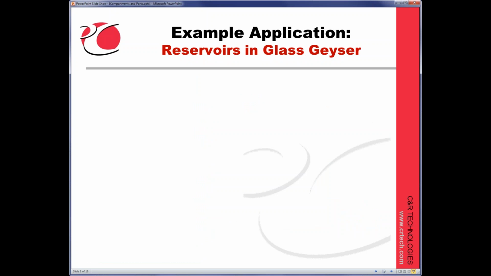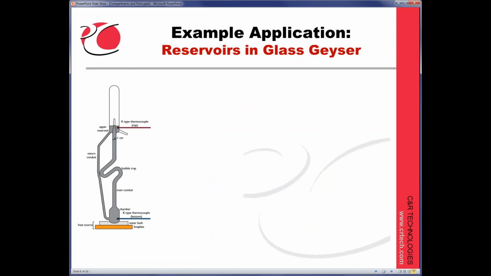Another completely different example is a glass geyser. You can see this is 1 centimeter in diameter, to give you an idea of the scale. A couple foot tall glass geyser. I'll show you a picture of it in a second.